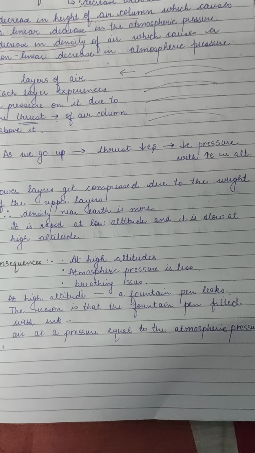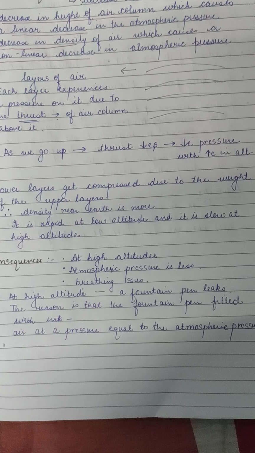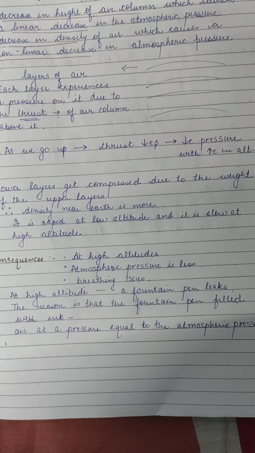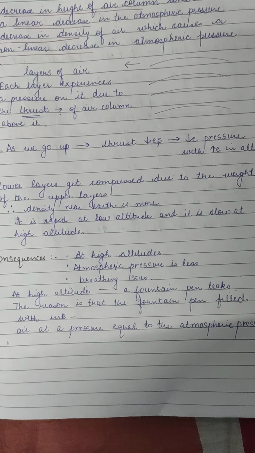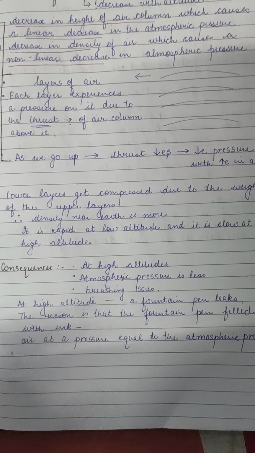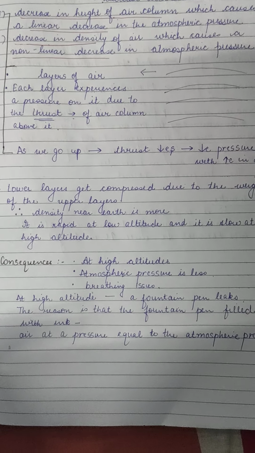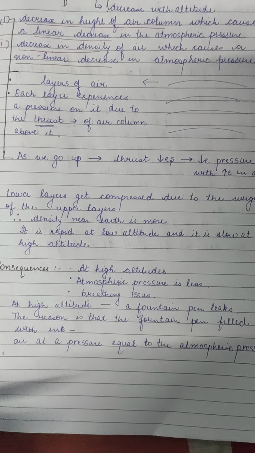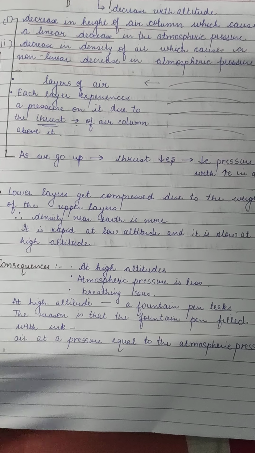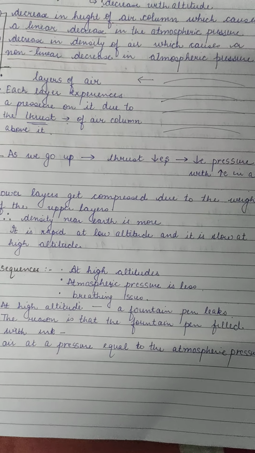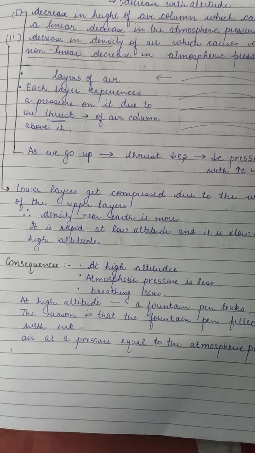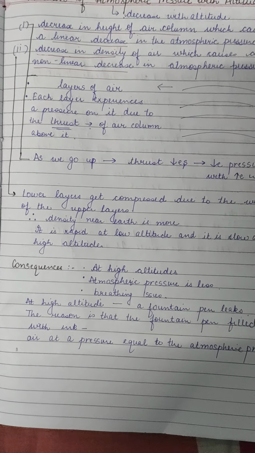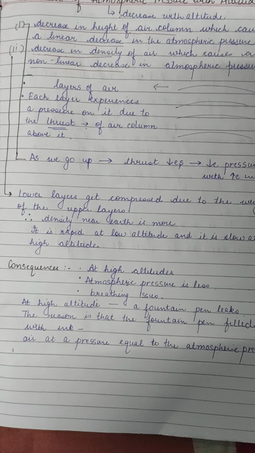So what happened? The decrease in density with altitude is not linear. It is rapid at low altitude and slow at high altitude. What happened is that there is more compression and more rapid movement at one place in comparison to the other place. You can't say that an equal effect should be there. So that's why there is a non-linear decrease in the atmospheric pressure.